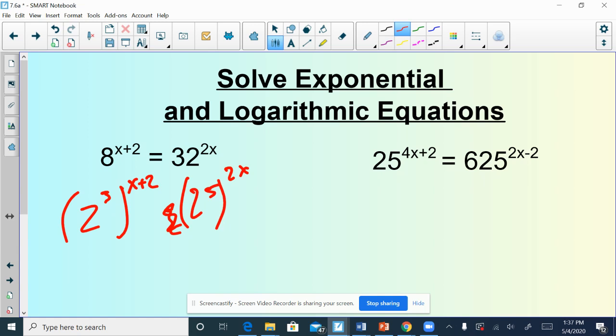So, like I said, I'm going to end it here. Hopefully, solving the exponential equations makes sense, and we'll look at solving logarithmic equations in the next lecture.